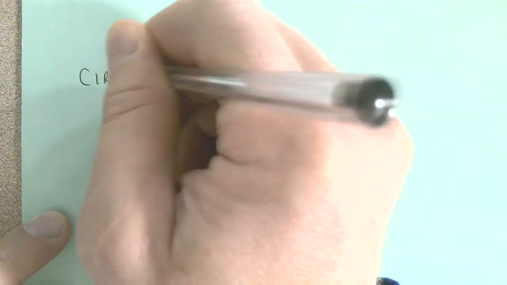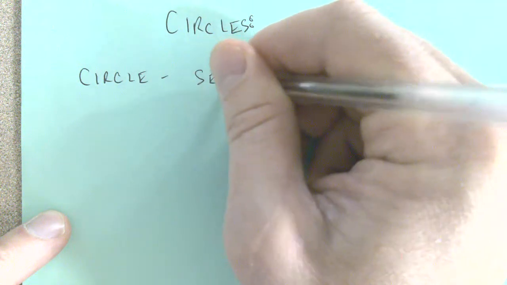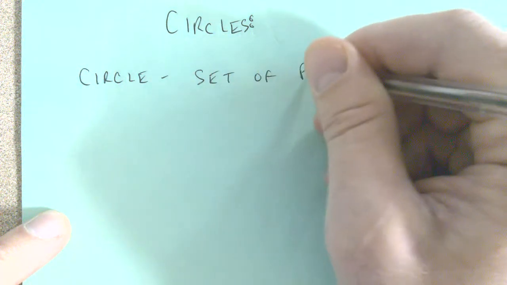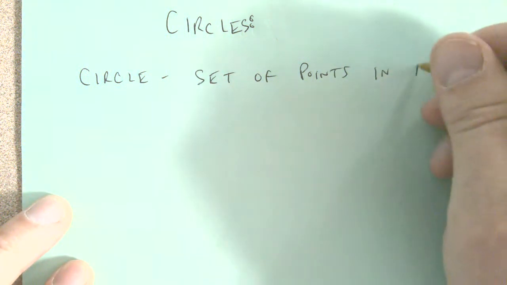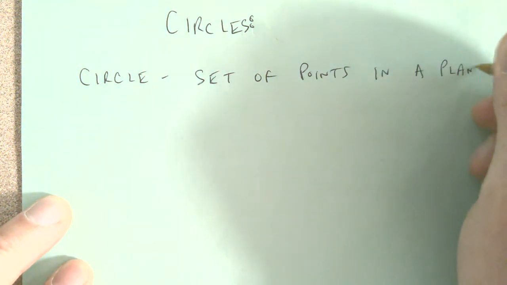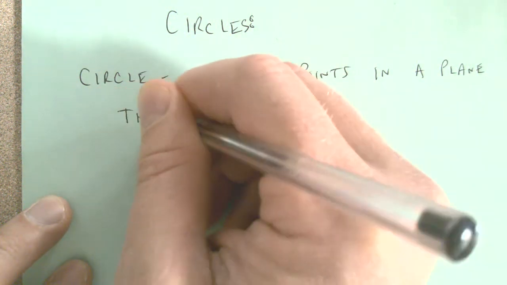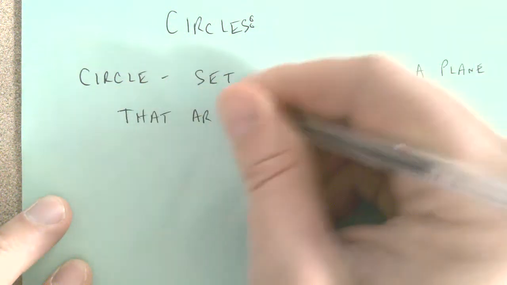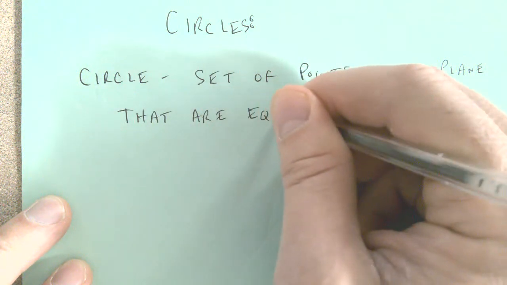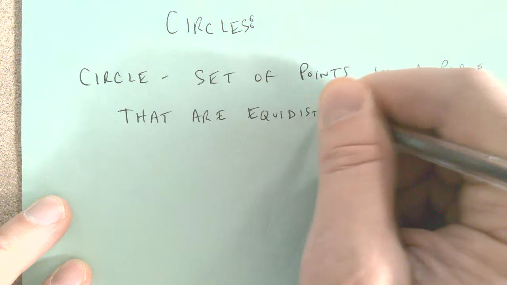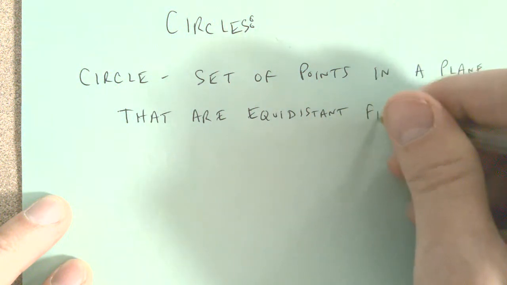So by definition, we say that a circle is a set of points in a plane that are equidistant from a given point called the center.